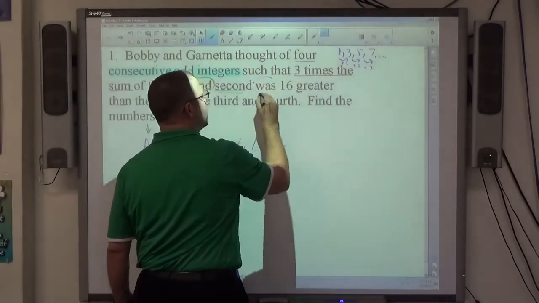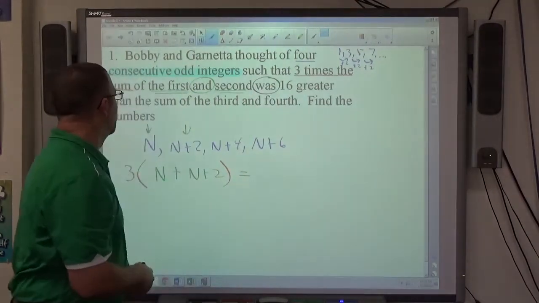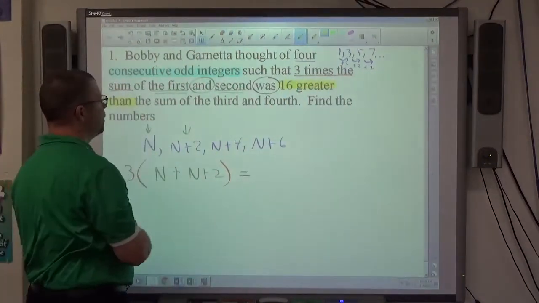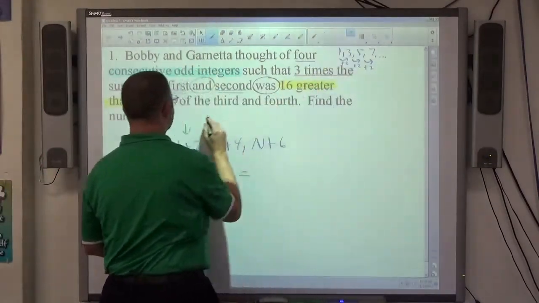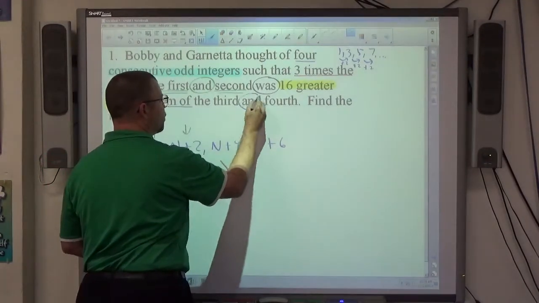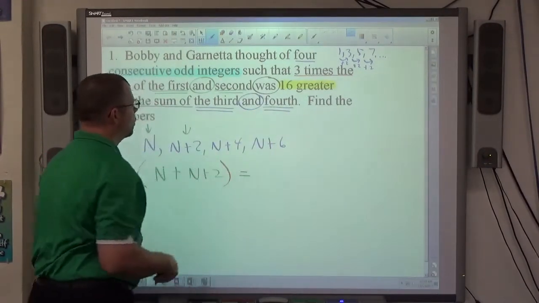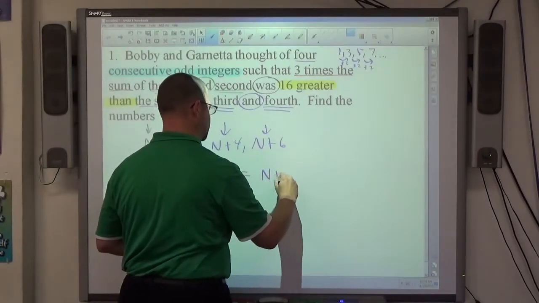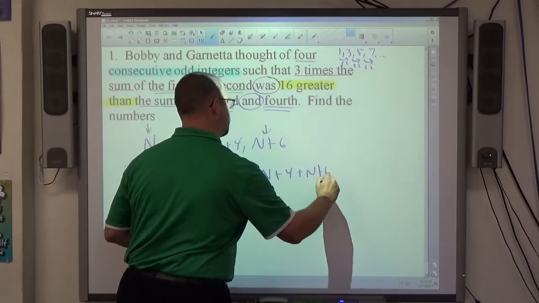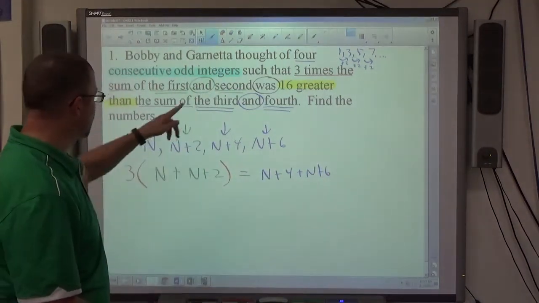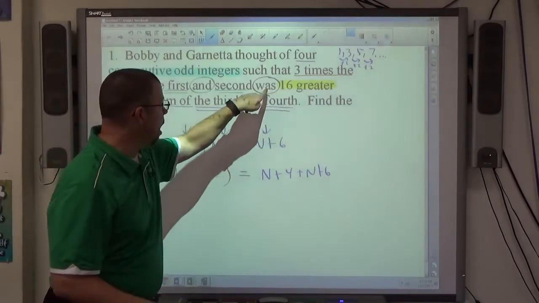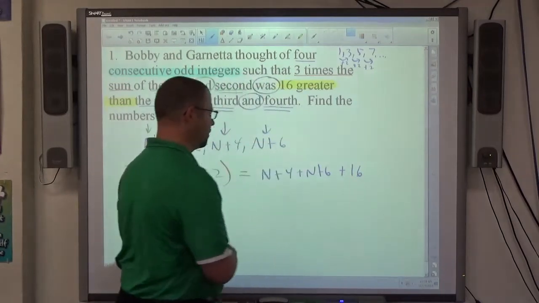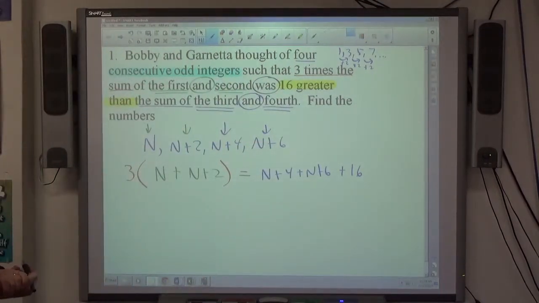The word was is equals. Anytime we see greater than or less than, we ignore. So 16 greater than, we don't care about yet. And then it says the sum of, which means addition, the third and fourth. So the third is this one, the fourth is this one, and we're supposed to add those together. Period means the equation's over, so now we deal with the greater than. 16 greater than happens after was, so at the far right-hand side we're going to put plus 16. If we said less than, we would have put minus 16.